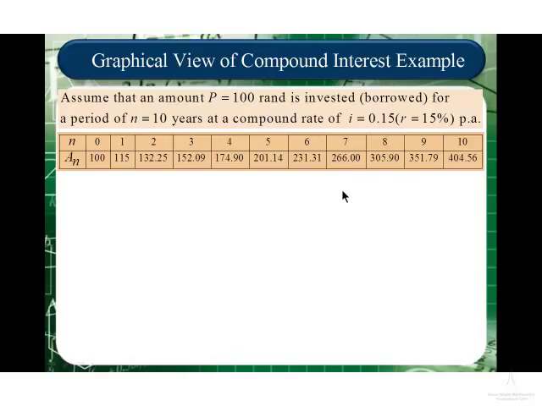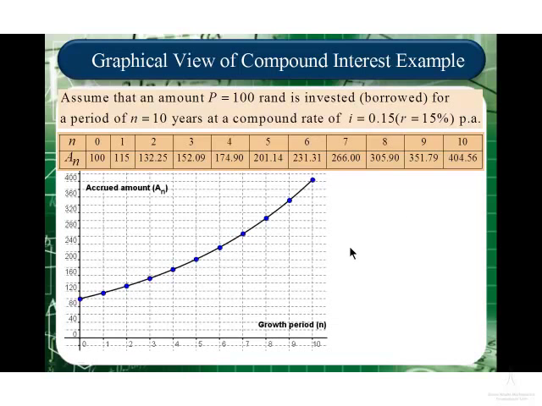Now we can decide, as we normally do with all functions, from the discrete to the analytical case, to plot the points, input-output values or ordered pairs as points on the Cartesian plane to get a visual sense or a graphical view of the growth as a result of compound interest. And this we can do, and there we have done it.